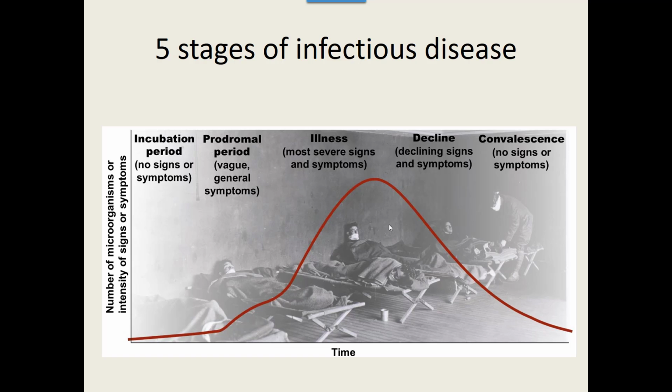Now, the time of that incubation period can completely vary. It could be a few hours depending on the organism, it could be a couple days. The prodromal period is when you're starting to get some vague general symptoms. You're feeling muscle aches, maybe a little tired. Sometimes you've woken up and you're like, I just feel off today. You're probably in a prodromal period and your body's realizing there's something going on.